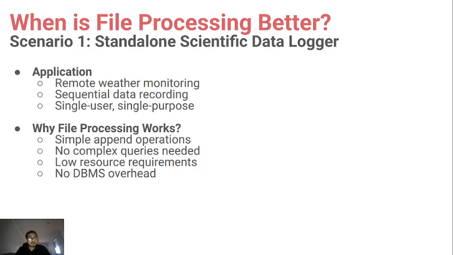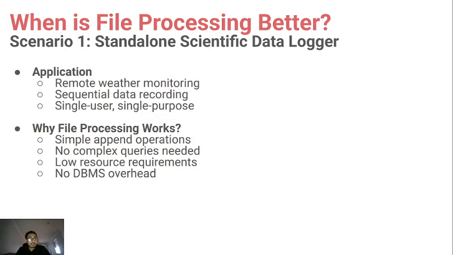So now let's talk about the scenarios in which file processing is better. Number one is a standalone scientific data logger. Consider a distant weather monitoring station that records temperature, humidity and wind speed every minute and stores them consecutively in a file. This is a single-user, single-purpose application with a straightforward data structure.